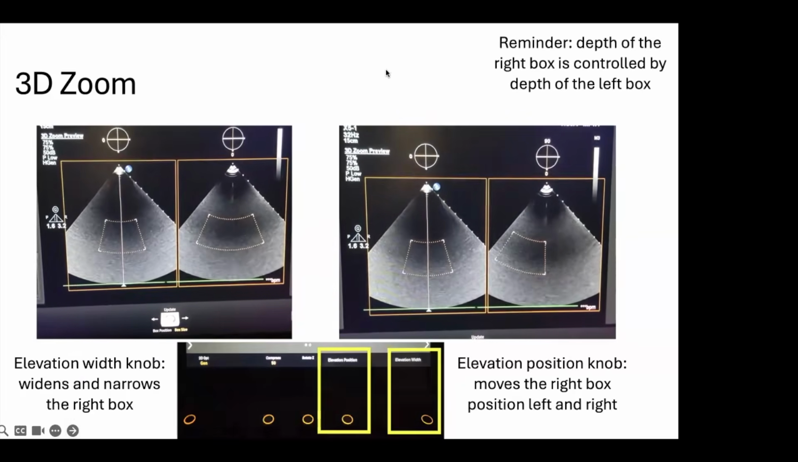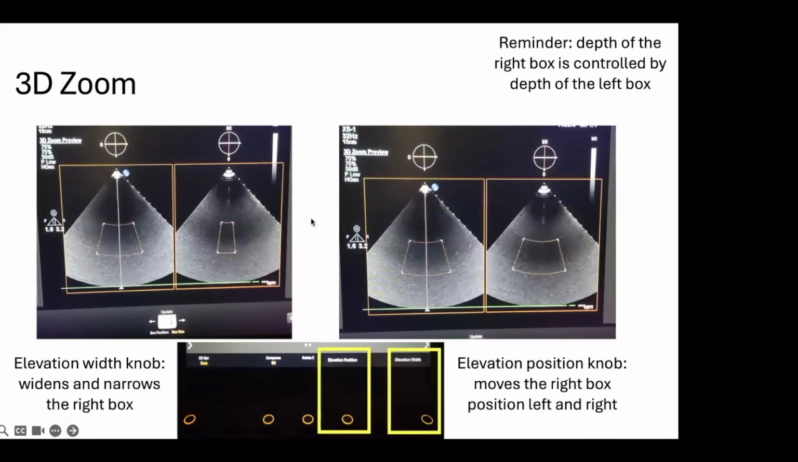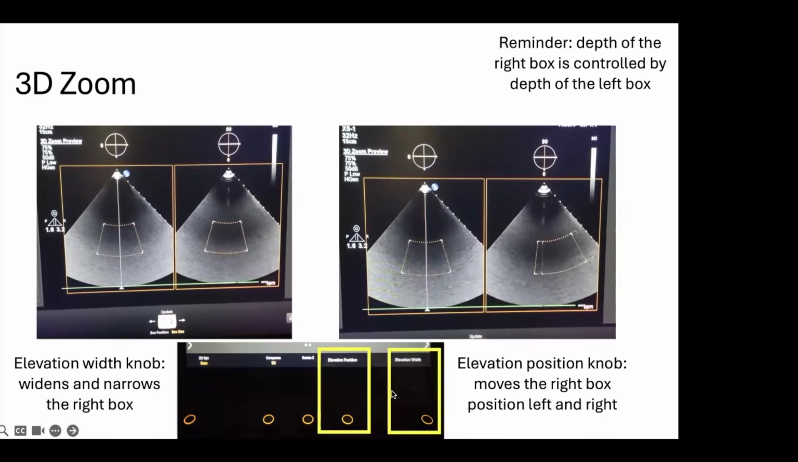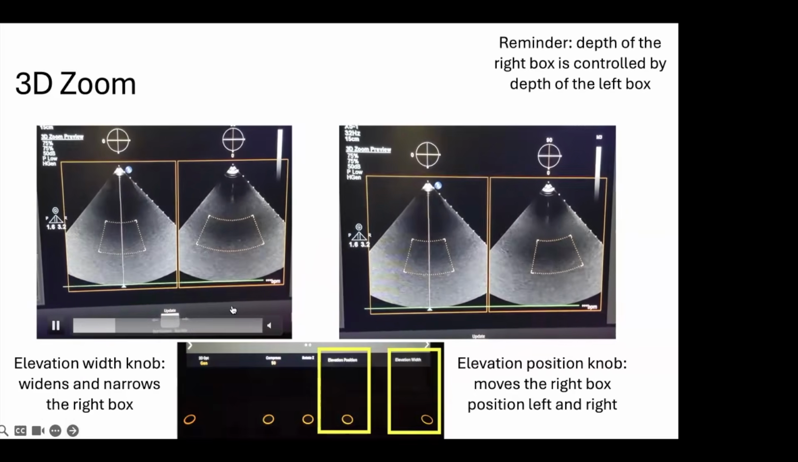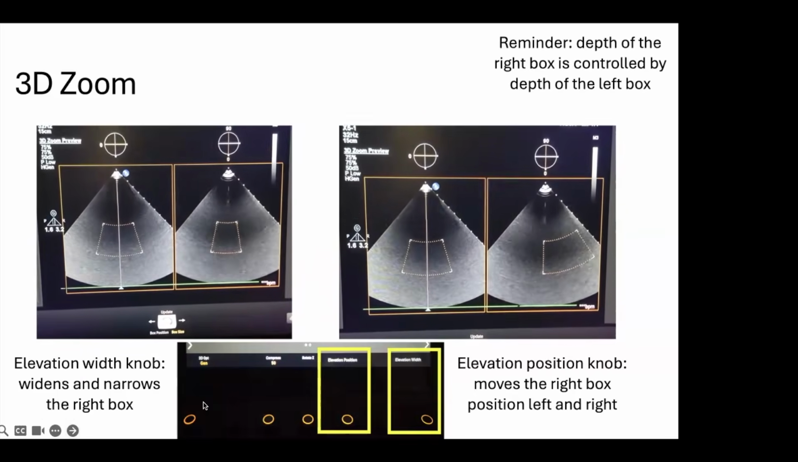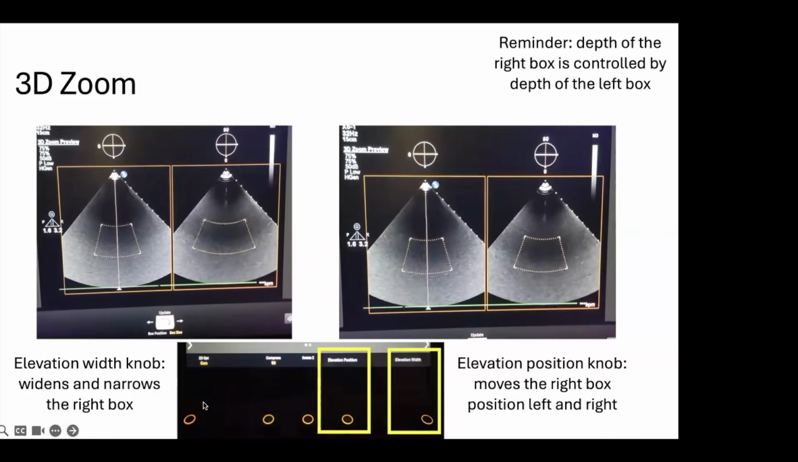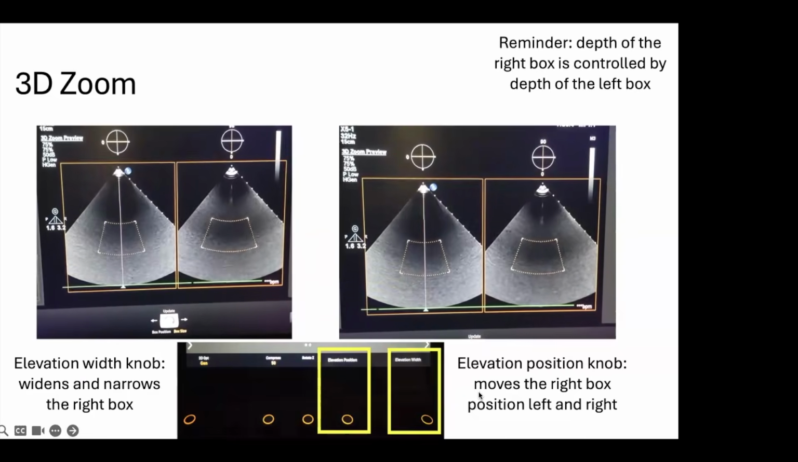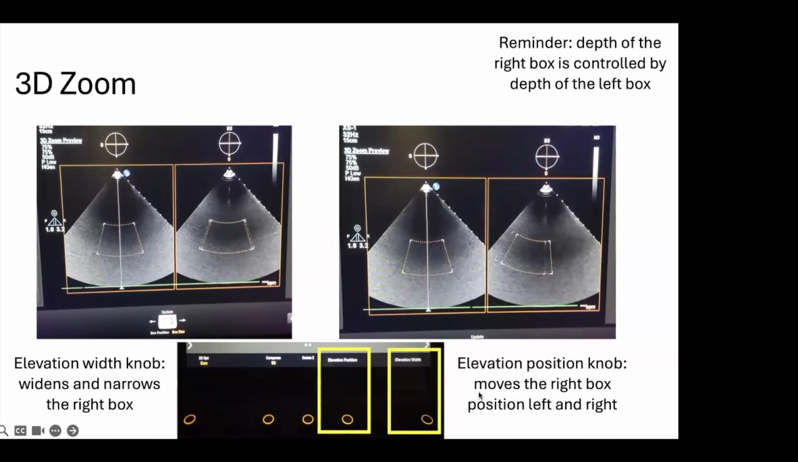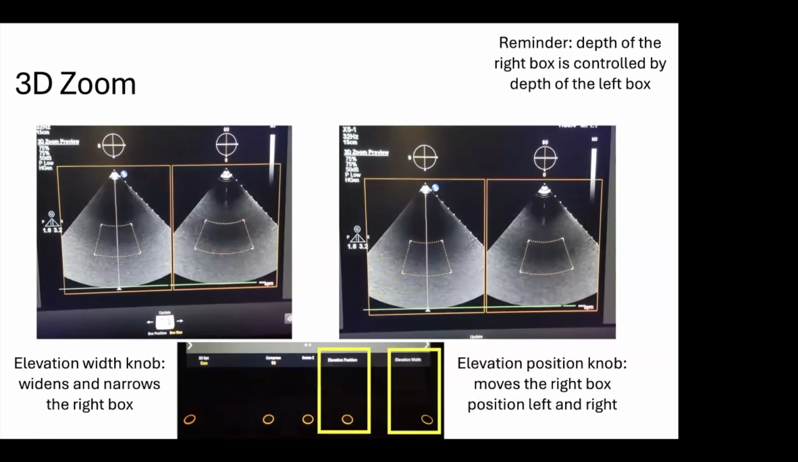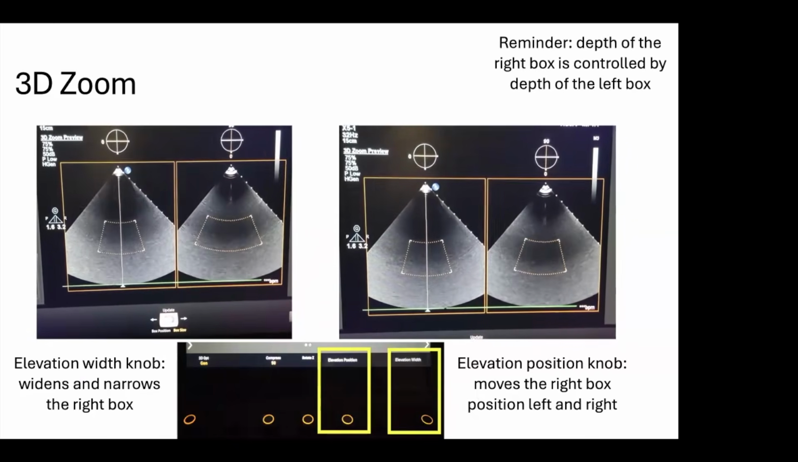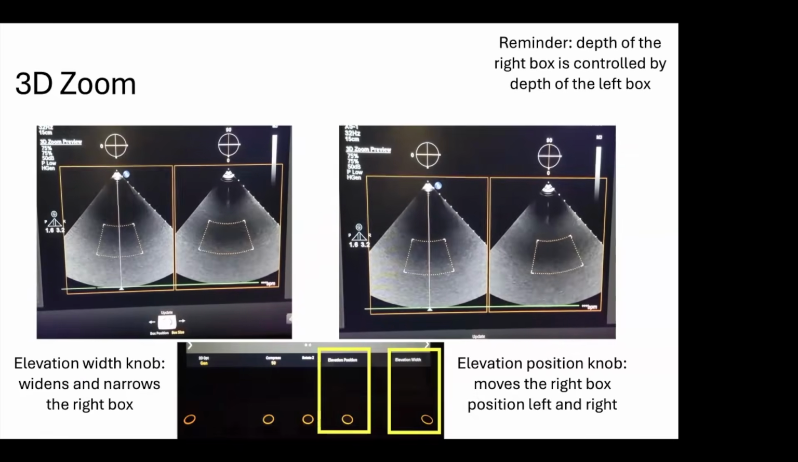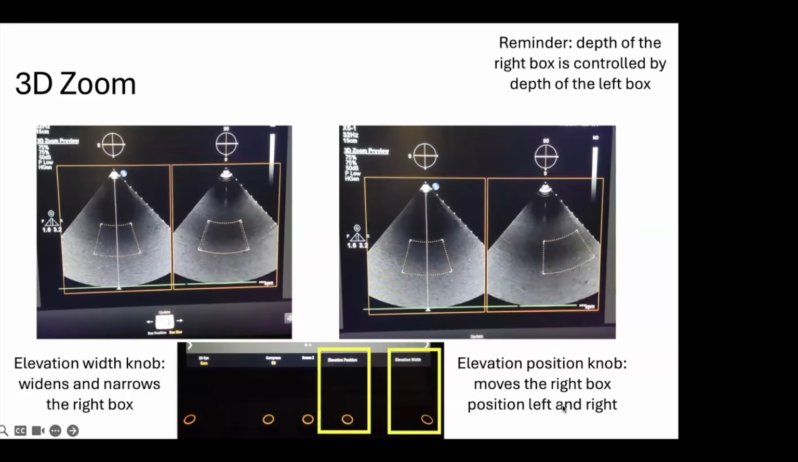But how do we adjust the right side? Well, if you want to adjust the right box, that's when you have to use these elevation position and elevation width knobs. And so the elevation width will change the width of the box as shown on the image on the left. You can make it more narrow or more wide to highlight the structure that you're interested in. And then the elevation position will swing that right box to the left or to the right, again, depending on whatever you want to highlight. So through a combination of the trackball and these knobs, you're able to adjust these boxes to highlight the structure that you're interested in. That's very important.